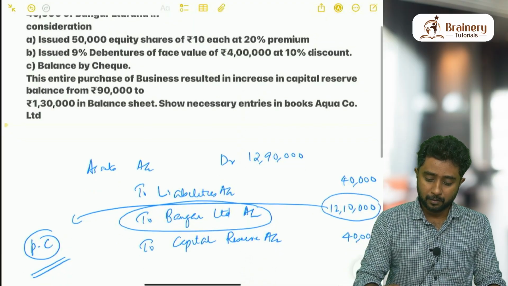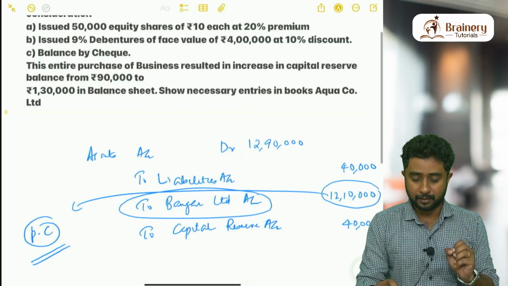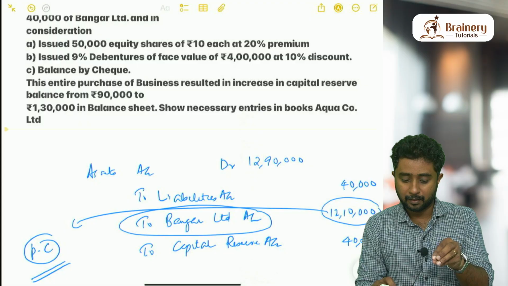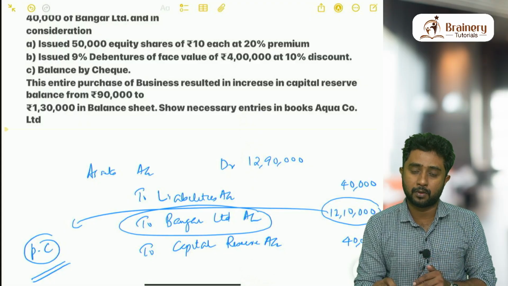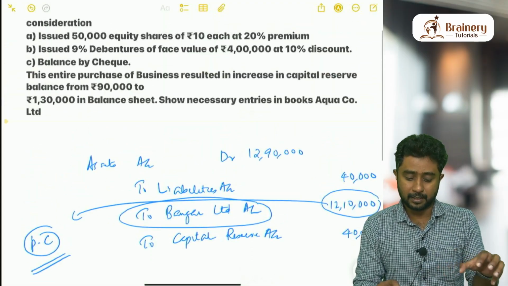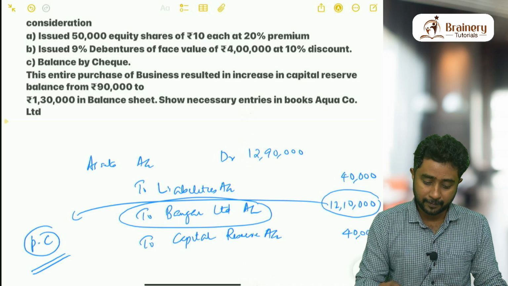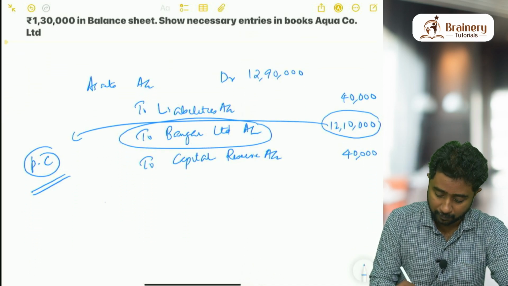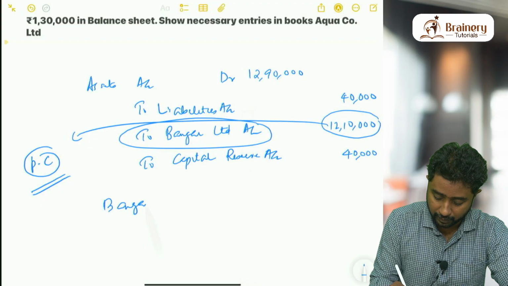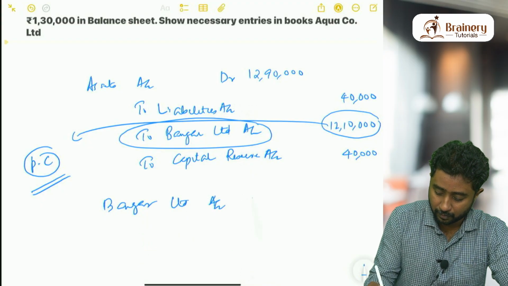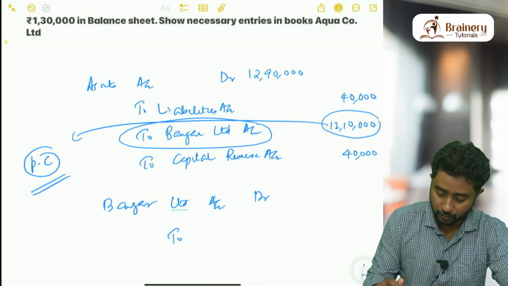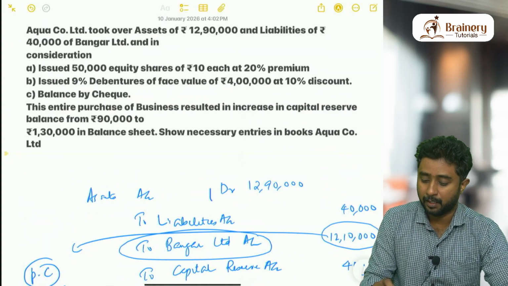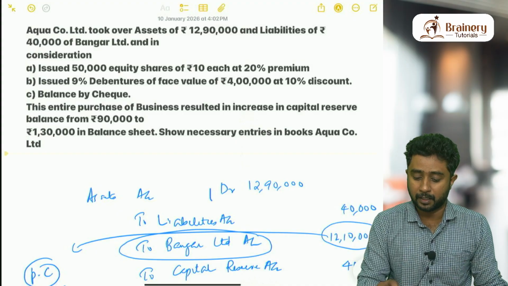Okay, so we will pass entries case wise. Case wise means it's not actually a case based question. We will pass individual entries for each mode of payment, so that the last balance by cheque part will be clear for you. Okay, so first we will pass the entry for issuing shares to Bangar Limited. So what will be the entry for that? Bangar Limited account debit. What are they saying about the shares? Of rupees 10 each at 20% premium, and 50,000 equity shares is there.